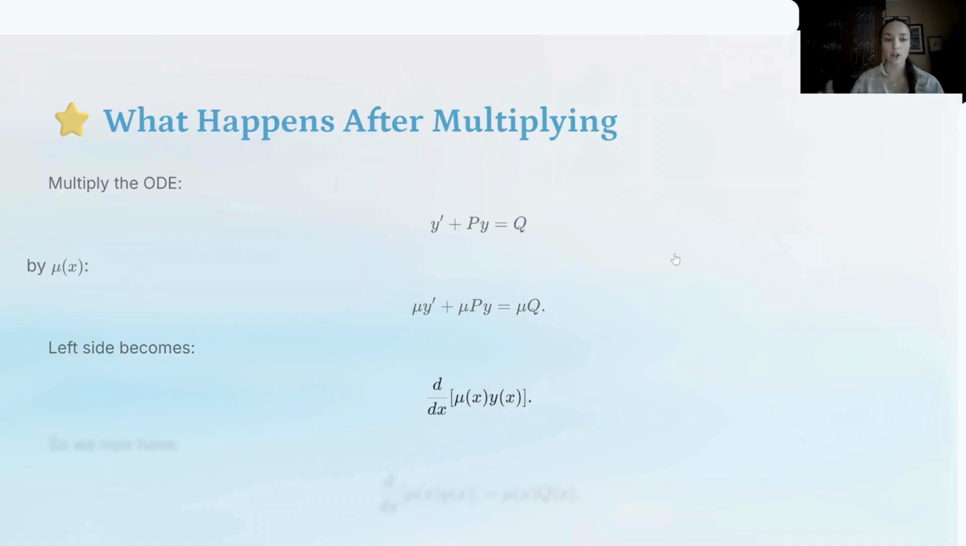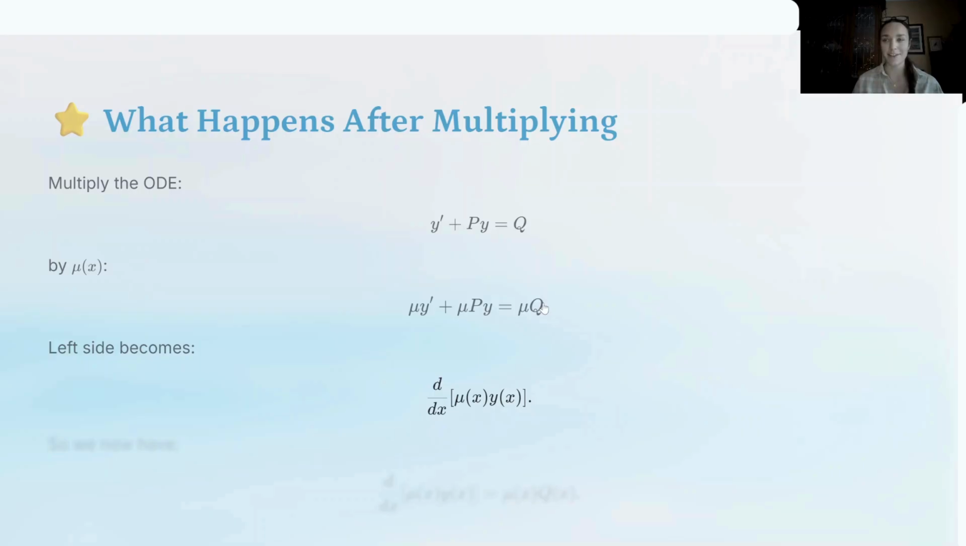As a result, the left side of our equation now becomes the derivative with respect to x of mu times y. If this still is a bit confusing for you, I want you to try differentiating this highlighted term, d over dx, and you'll see that you'll actually get our above term over here.